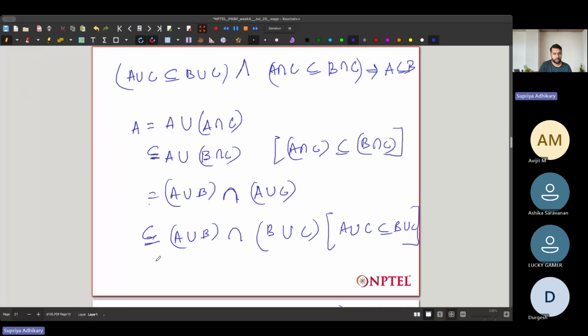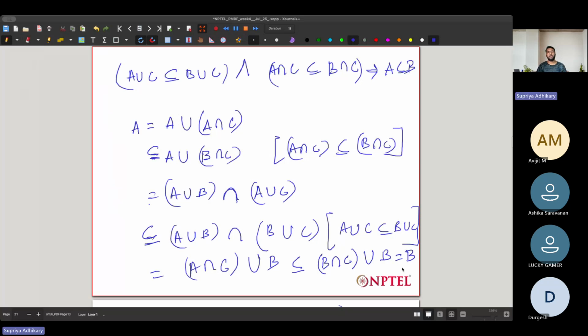Okay. So from here, we can again use the associative property to write it as A intersection C union B. Now A intersection C is a subset of B intersection C. So we can write it as B intersection C union B. Now B union with an intersection with some arbitrary set C should actually give us the set B.